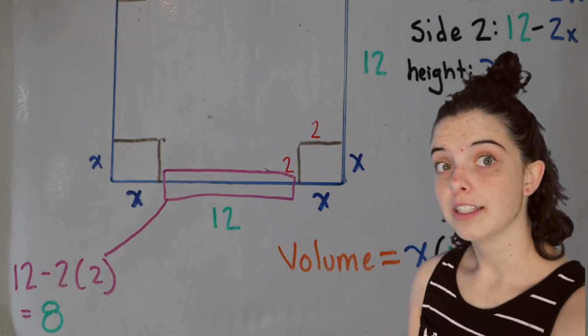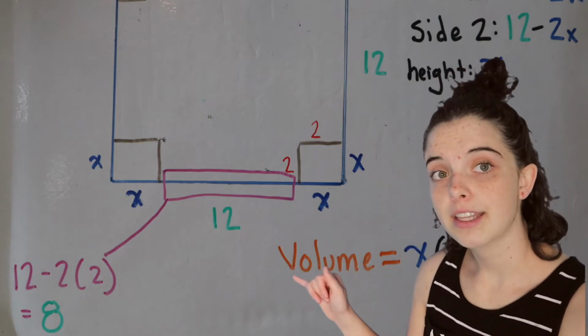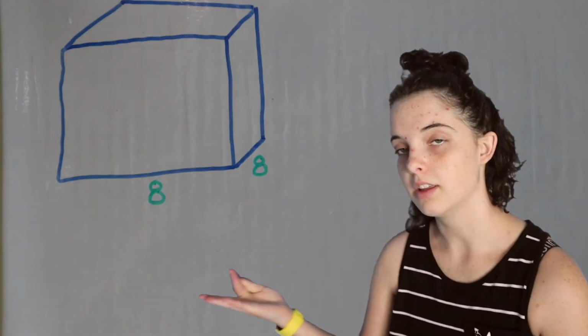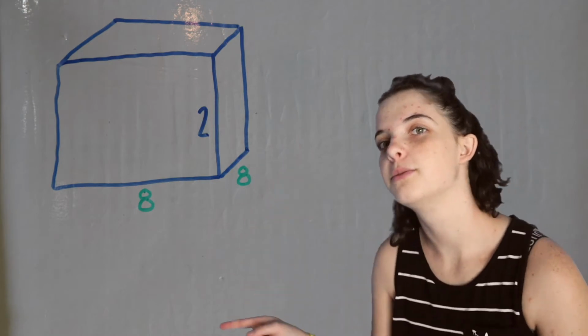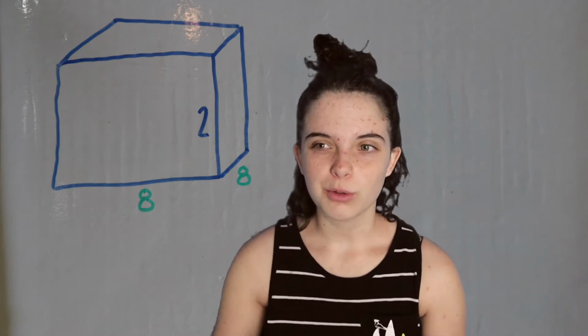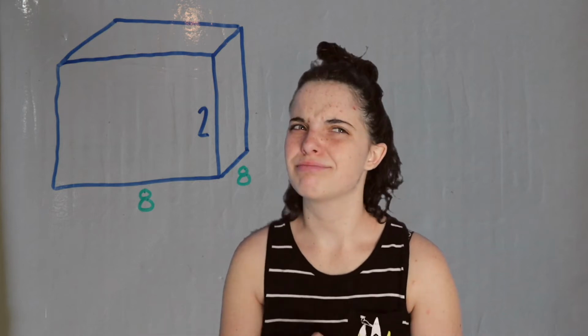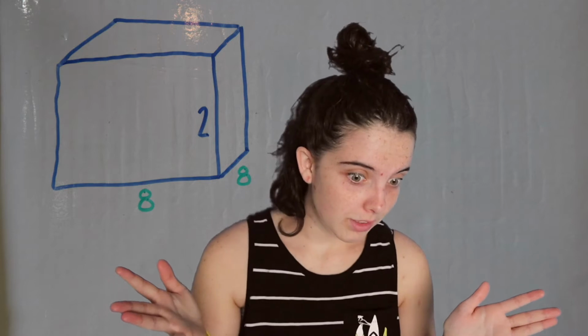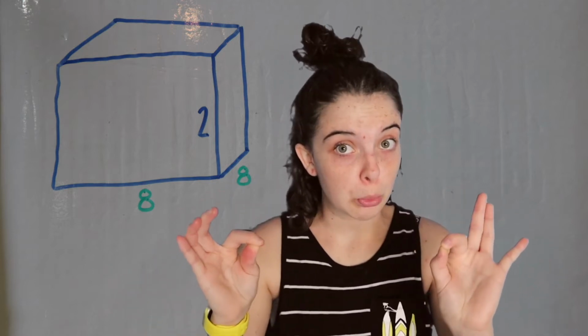And the answer is 8. So the length and the width is 8 and the height is 2. Now here's a drawing of our Minecraft house. The length and width is 8 and the height is 2, which isn't a very ideal Minecraft house, because who wants a too high house? That's just a bad house. But we wanted the maximum volume. We didn't want a quality house, we wanted maximum volume.